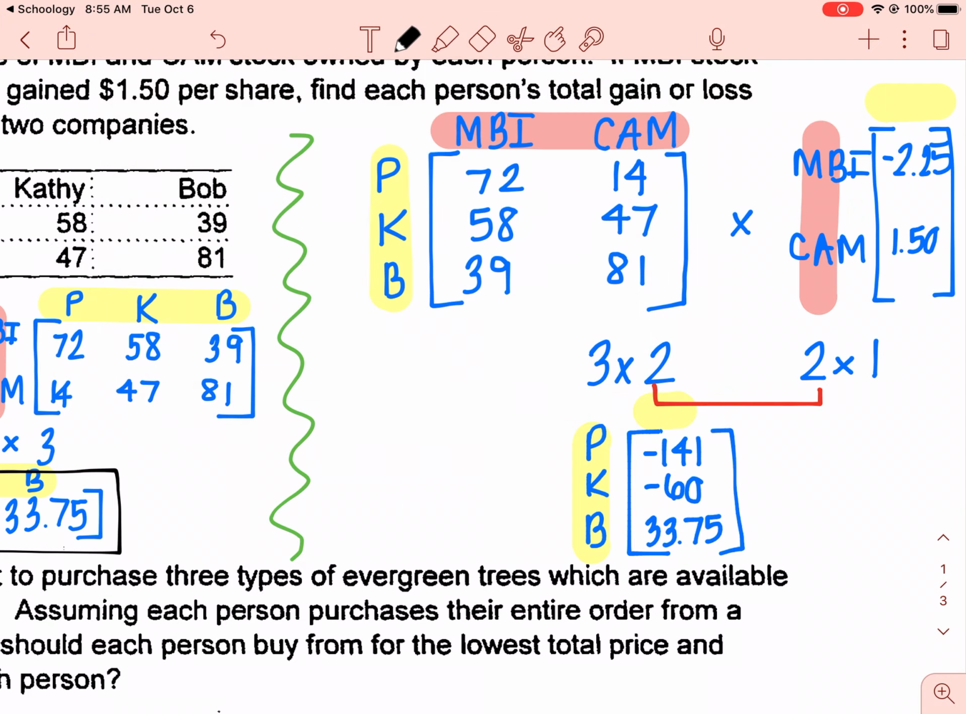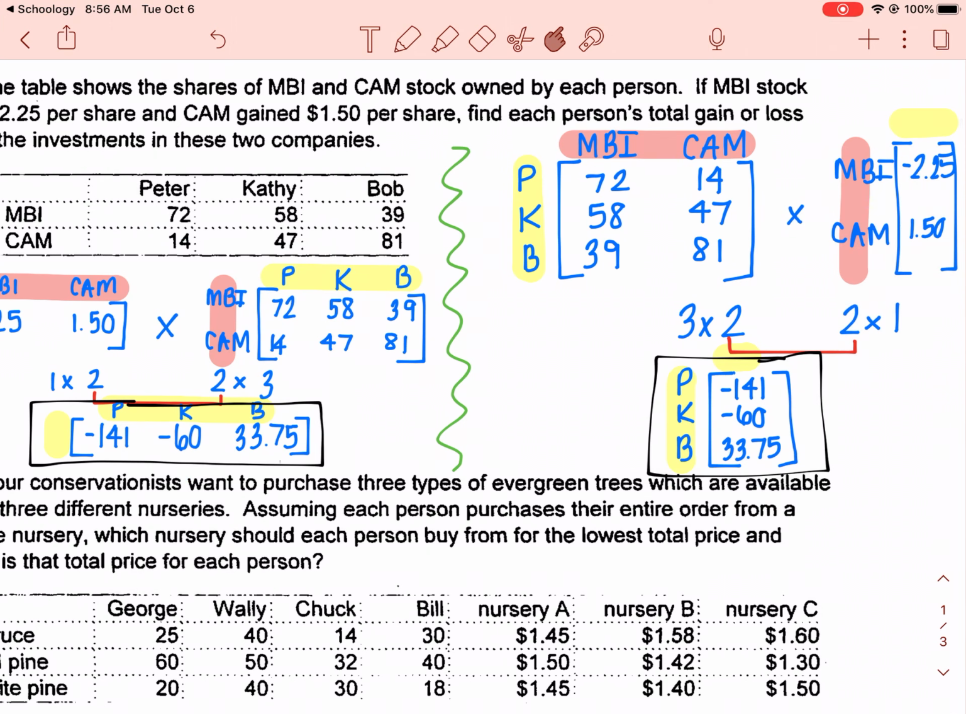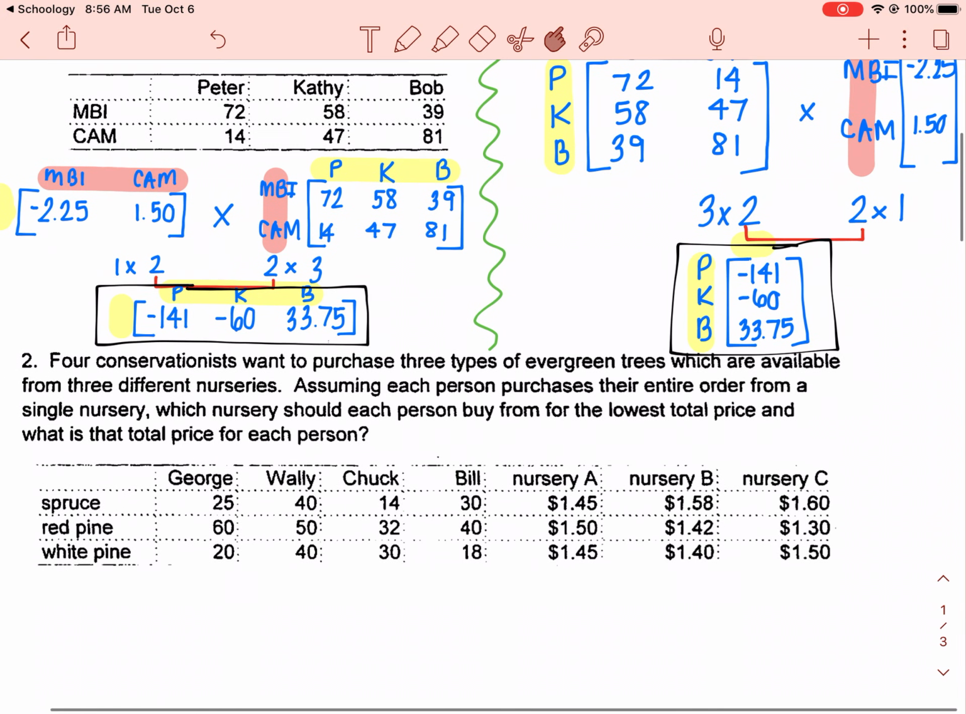Notice it is the same answer as the first way, but flipped, okay, because of the order of my matrices. You do not need to show both ways by any means, but you can verify that it's the same answer this way. Okay, let's try another one.